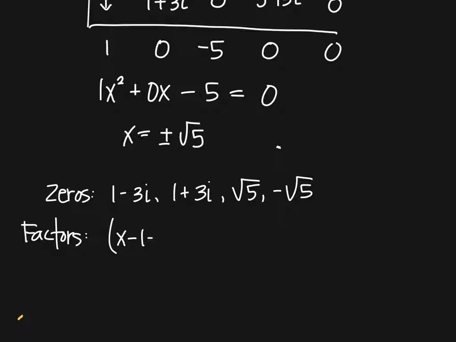x minus 1 minus 3i. So it still has to start with an x, and then x minus 1 plus 3i. So those first ones, those factors, have 3 parts to it: an x part, an integer part, and an i part. And then x minus rad 5 and x plus rad 5.